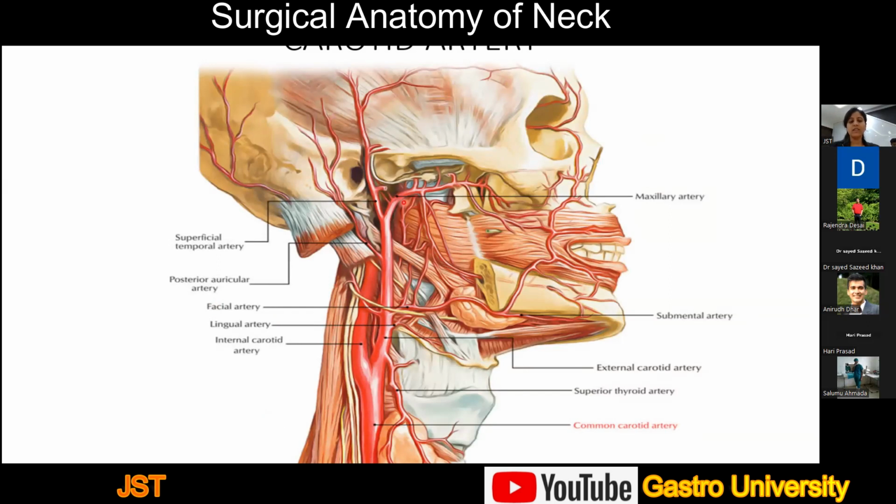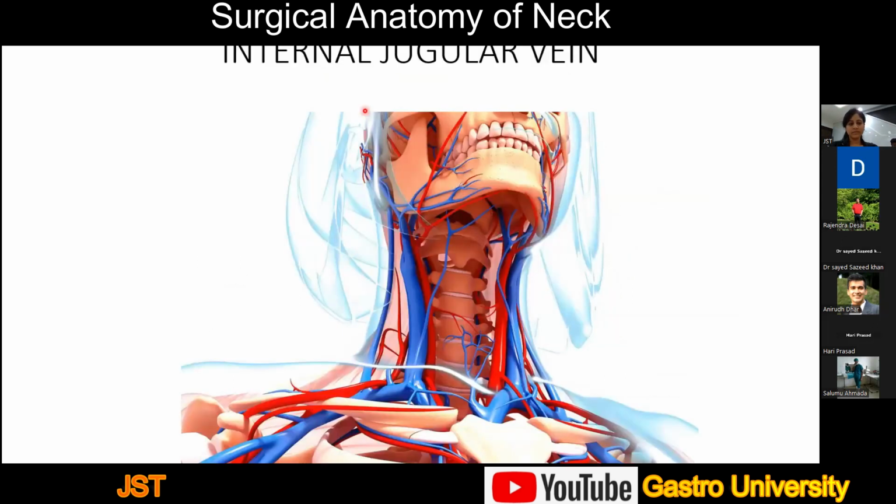So the first branch of the ECA is the superior thyroid, but there are a total of 8 branches, which are superior thyroid, ascending pharyngeal, lingual, facial, post-auricular, occipital, and 2 terminal, which are maxillary and superficial temporal.